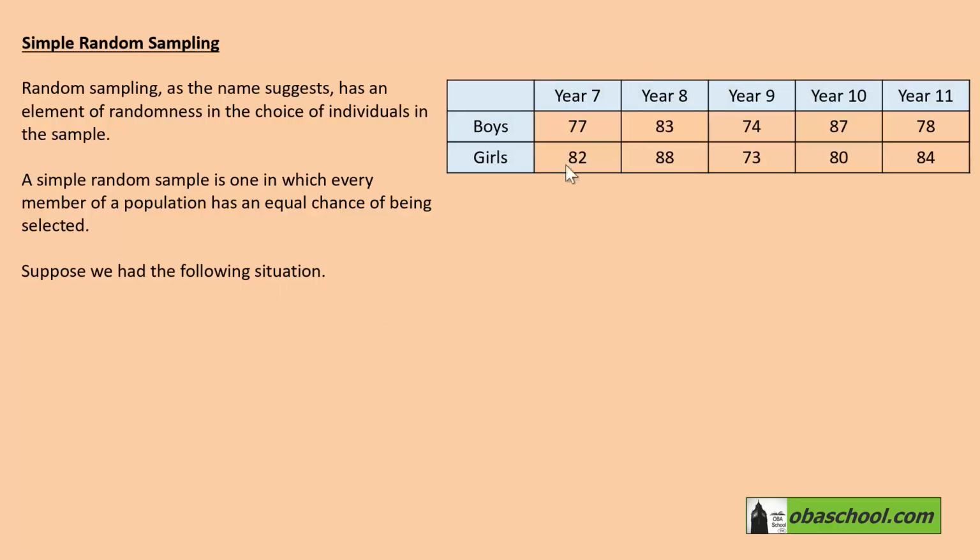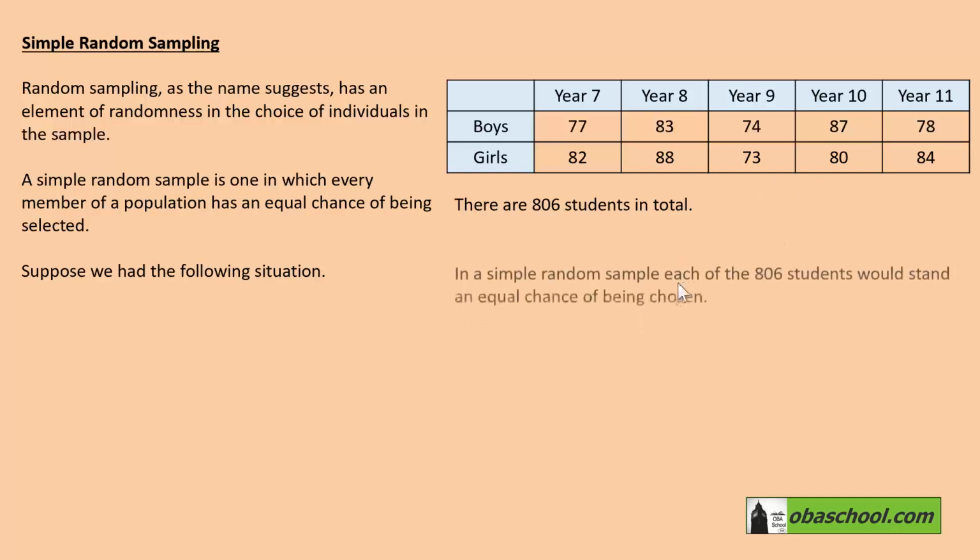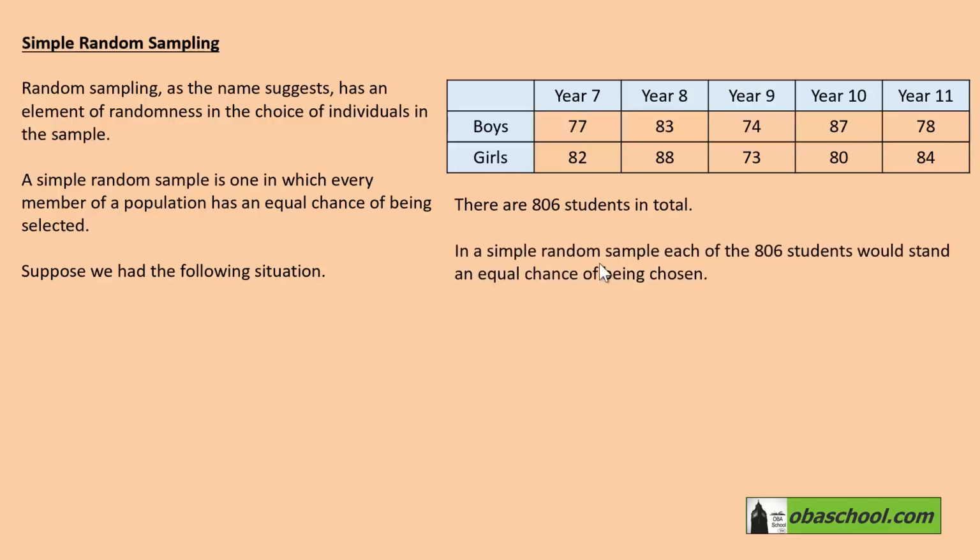So this is supposed to be a school with the number of boys and girls in each of these year groups. And we're going to use this in various examples that we're doing. There are 806 students in total in here. In a simple random sample, each of the 806 students would stand an equal chance of being chosen.